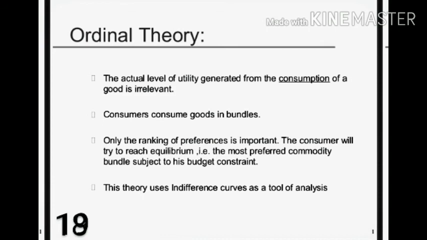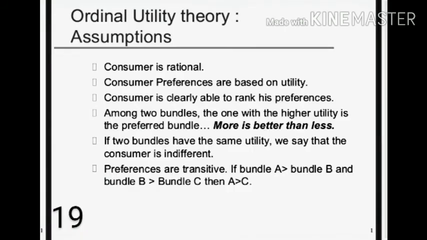Consumers consume goods in bundles. Only the ranking of preferences is important. The consumer will try to reach equilibrium, the most preferred commodity bundle subject to his budget constraints. The theory uses the indifference curve as a tool of analysis.